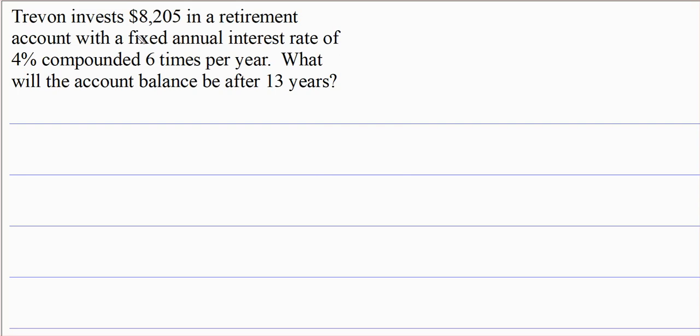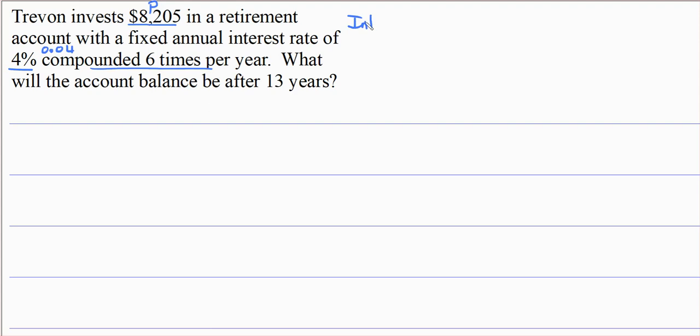So in this case, Trevon invests $8,205. So this is the principal, in a retirement account with a fixed annual interest rate of 4% or 0.04, compounded 6 times per year. So this will not be the one that we just learned. So let's go ahead and share the new formula with you.